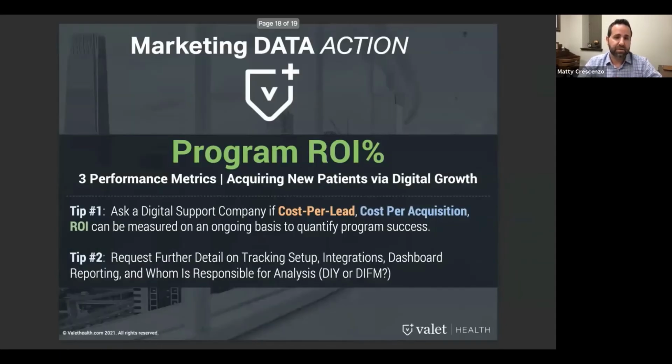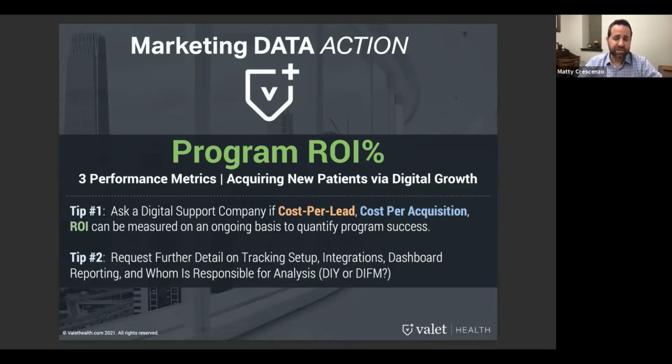So overall, from a marketing data perspective, to summarize it, you want to be able to get to a program return on investment. Those three performance metrics are cost per lead, cost per acquisition, and return on investment. Those are measured on an ongoing basis. You evaluate that on a monthly cadence with your digital support provider. If this is not something that you're currently receiving, just ask these questions. Ask the hard questions, and then press for answers on how that level of insight can be provided to you.